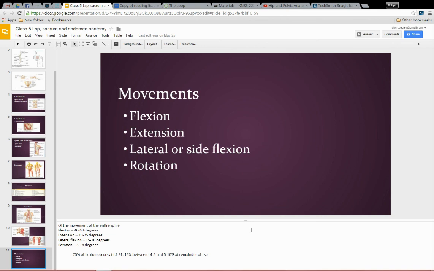Okay, now I know you're going to say that my spine moves far more than 3 to 18 degrees, but this is only through L1. Okay, you'll see as we get into the T-spine and the C-spine that we have more of those other movements like lateral flexion and rotation in those areas.